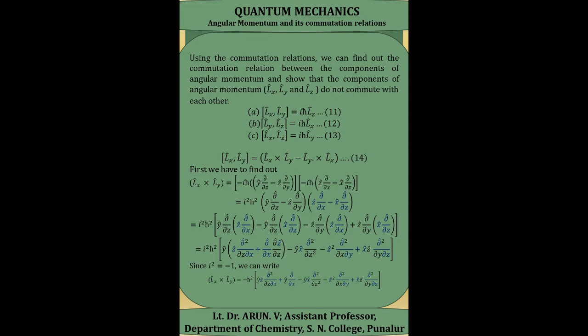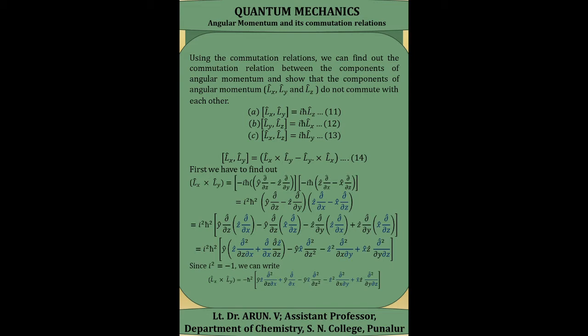First, we have to find out the commutation relationship, that is, the commutator value of Lx and Ly. The commutator of Lx and Ly is given by operator Lx into operator Ly minus operator Ly into operator Lx.